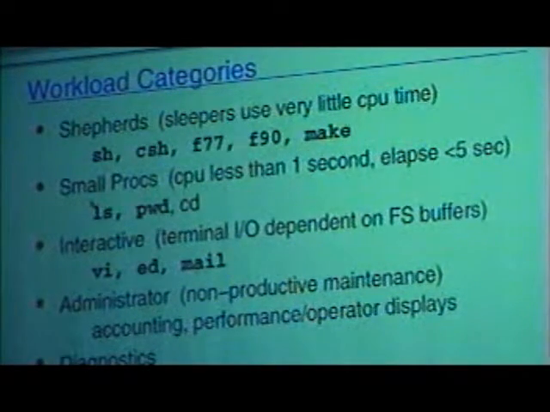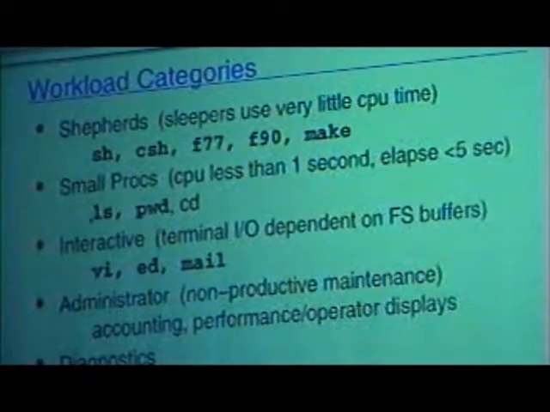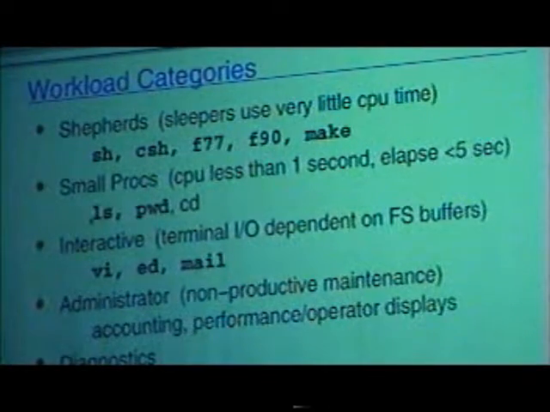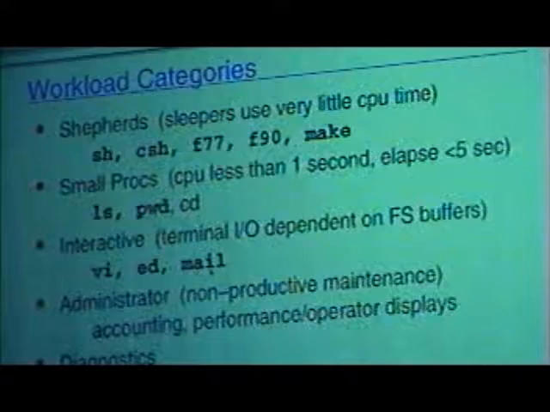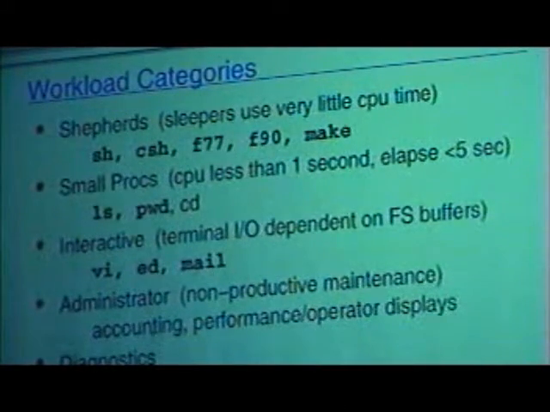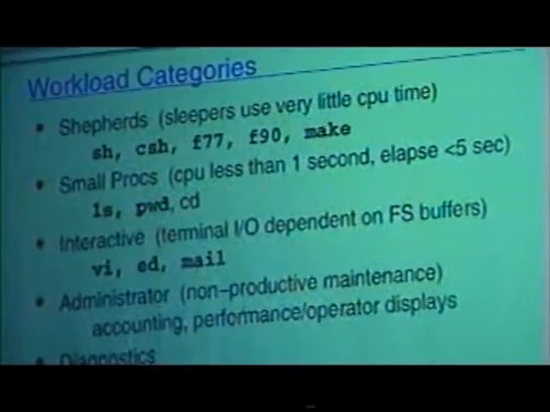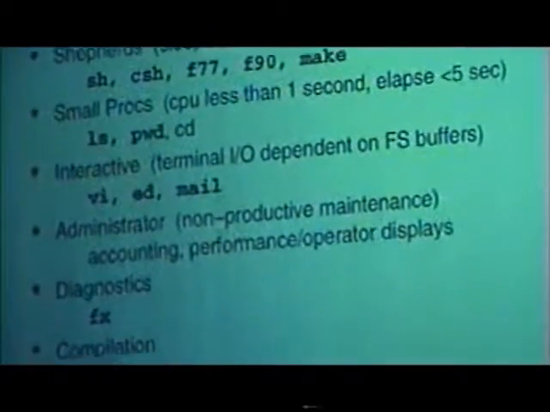Then I've got what I call the standard Unix small processes. These are LS, PWDs, the little stuff you do, the date commands, unames, all that sort of thing. They're typically less than a second or two, and elapsed times 5 seconds or less. Then I've got interactive ones that are tied to a terminal, VI, edit, mail. Then I've got administrative commands, like we already saw the CSA command showing up in my report today. Top, or any sort of operator displays.